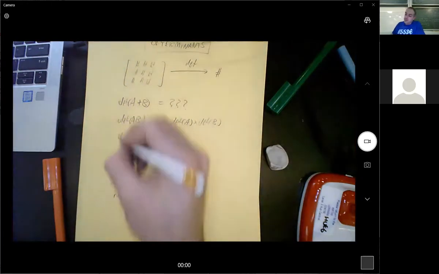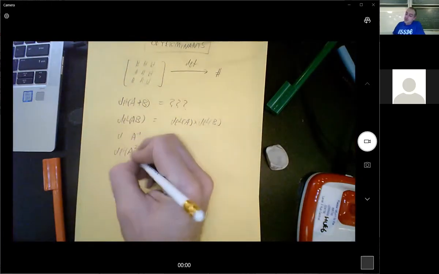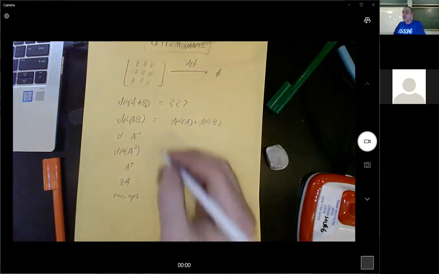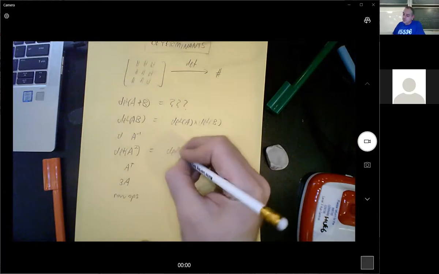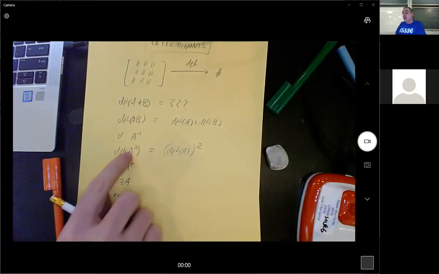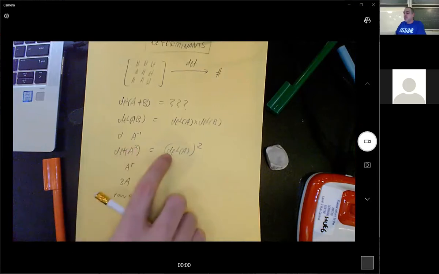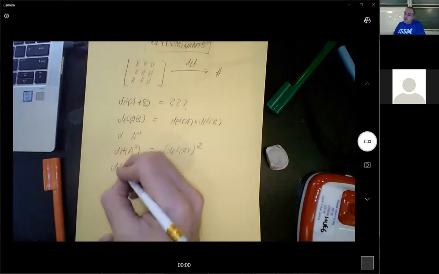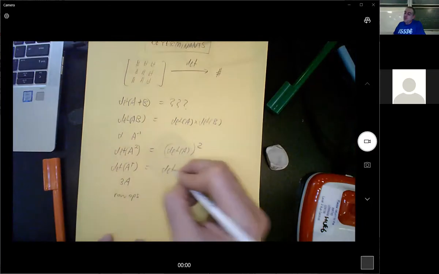That means that if we've got the determinant of A squared, that's the same as the determinant of A times the determinant of A, by using that same rule. And this works for any power. If it was A to the 5, we'd have determinant of A to the power of 5. The determinant of A transpose is the same as the determinant of A.